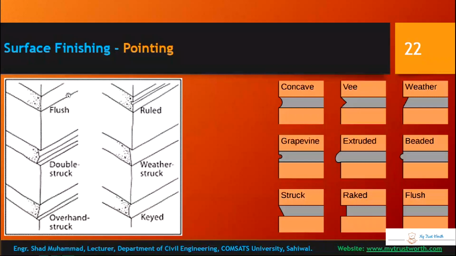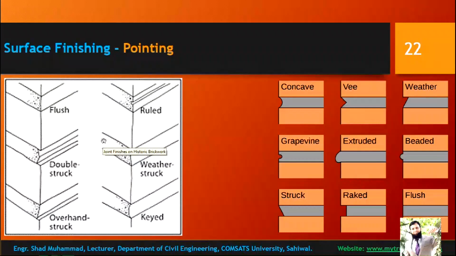So these are different types of pointings. A few of them we have discussed and a few we have not. You can see the shape by seeing its picture. Literature has many other types of pointings. You can see flush pointing, straight flat pointing, double struck pointing.